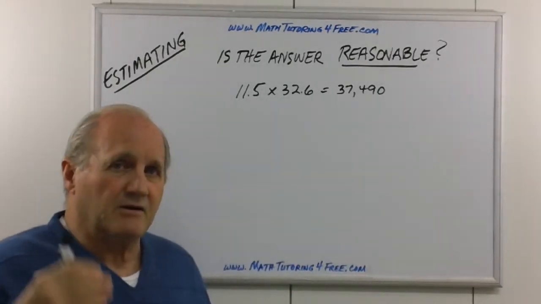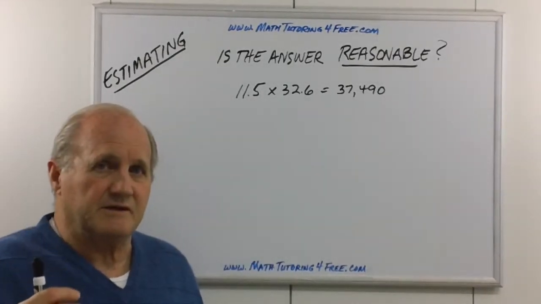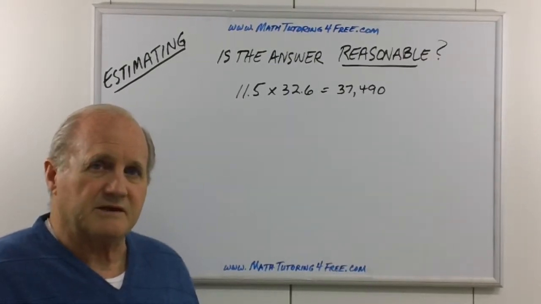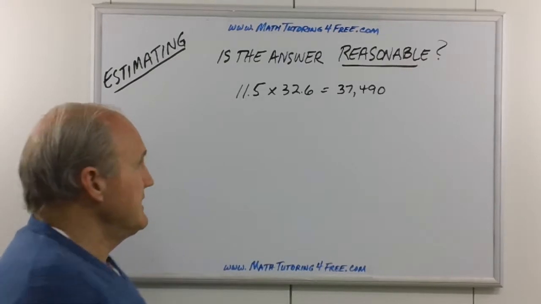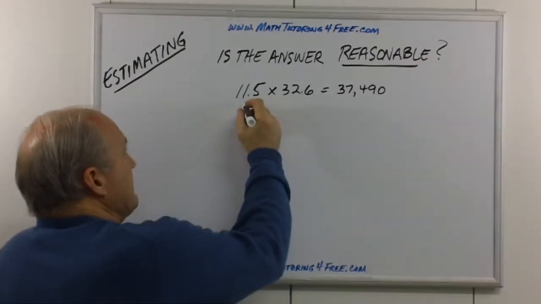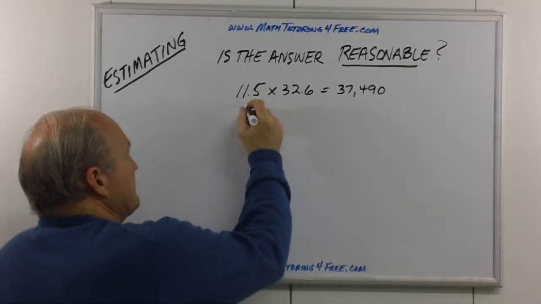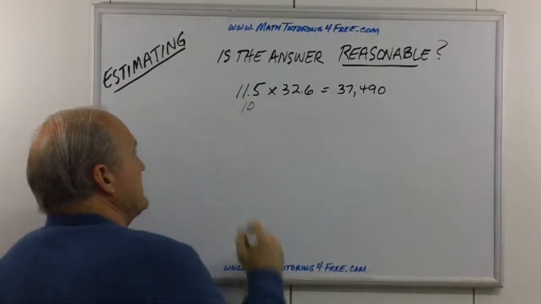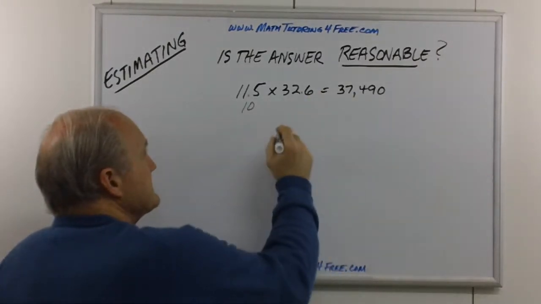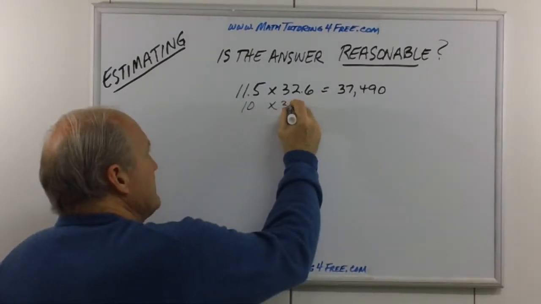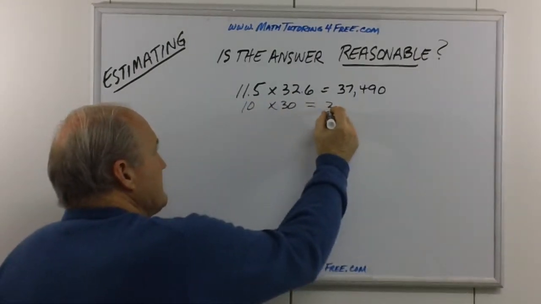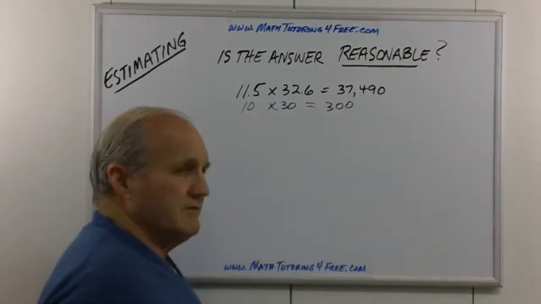And I say that there ought to be some estimating going on when they do this, to the point where they should know when the answer comes up whether it's reasonable or not. In this case, if you round these off, let's take 11.5 and just make it easy and say that's about 10. 32.6, that's about 30. We know they're light and so forth, but our answer should be somewhere around 300.